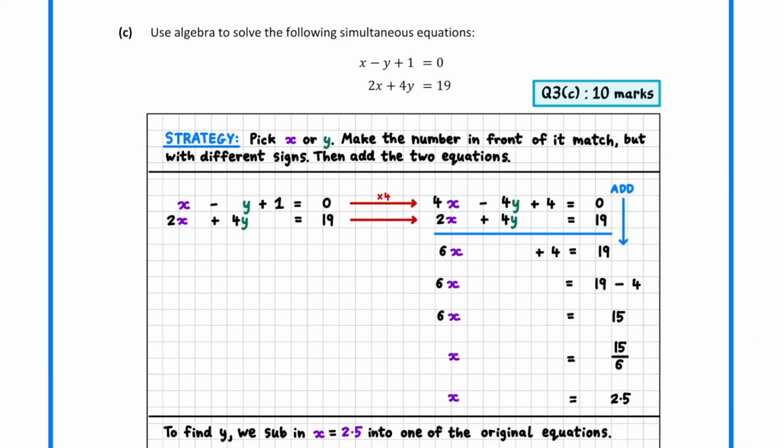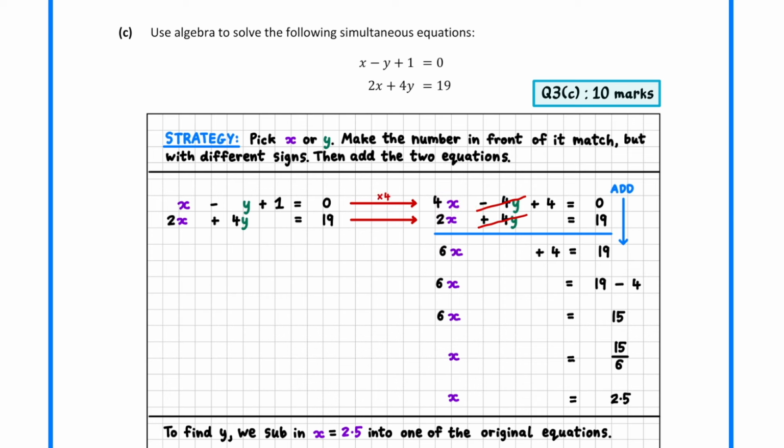In C, we must solve a pair of simultaneous equations. The first step is to multiply across the first equation by 4. This gives us matching numbers with different signs in front of the y. This means that the y terms will cancel when we add our equations.